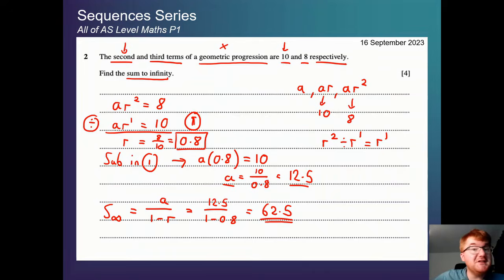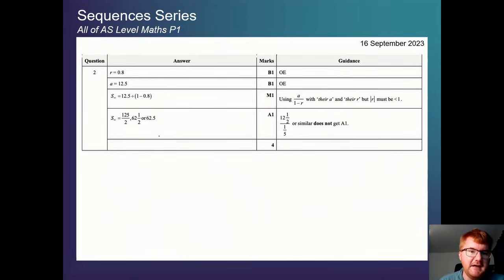Again, if you use fractions, that is also perfectly fine. So you can see the answer here. So again, you can have it in lots of different ways. My calculator gave it straight away as 125 over 2. That's also fine for all 4 marks.